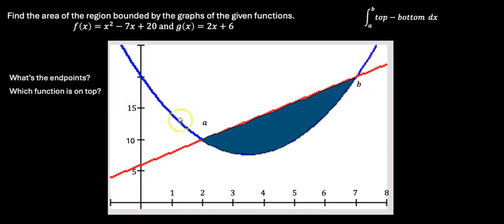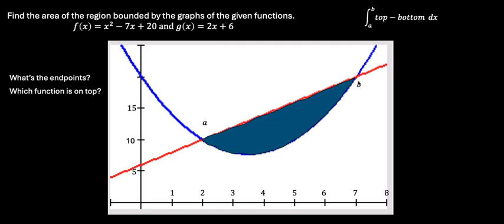To find the endpoints, that's the a value and the b value. A is the x value of this point, and b is the x value of this point. Those points are the intersection points of the two functions. You can find those points algebraically by setting the two functions equal to each other and solving for x, but you also can find them using the graphing calculator. We'll look at that in just a second.